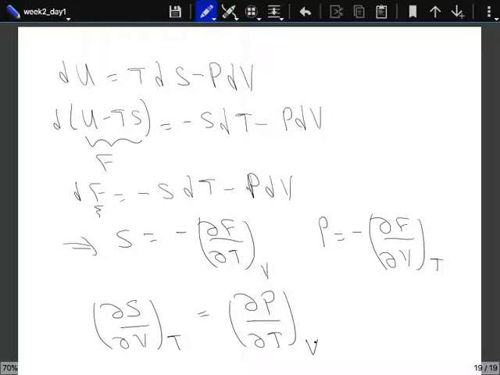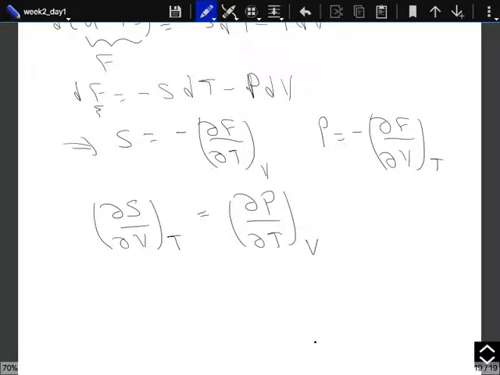Well, the nice thing about this is the right-hand side is nothing but what we call the equation of state. It's a relation between P, V and T. We already know what that is for the ideal gas. For the ideal gas, PV is equal to NkT, so at constant volume, pressure just depends linearly on the temperature.